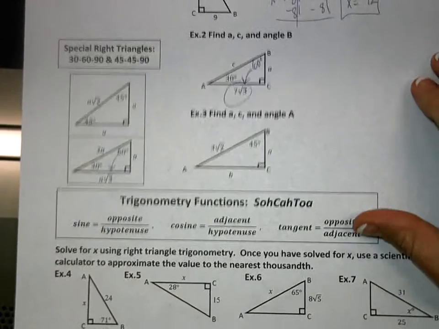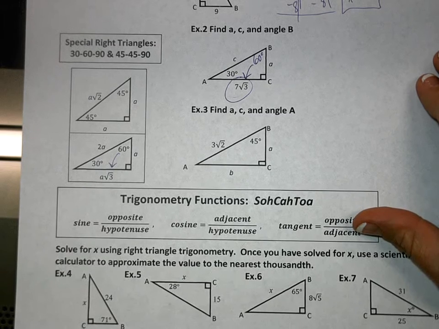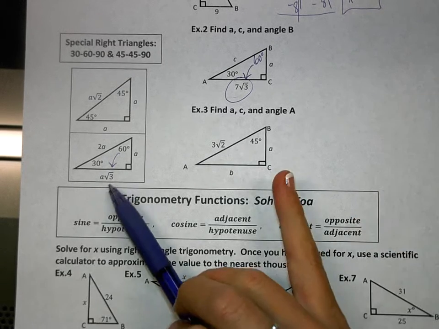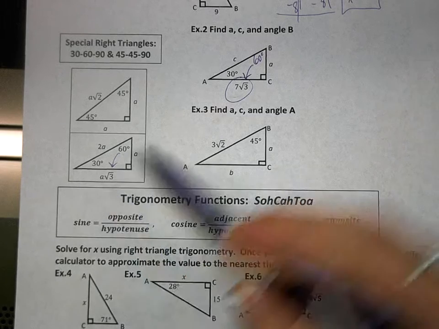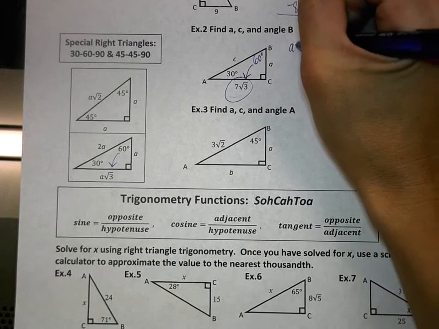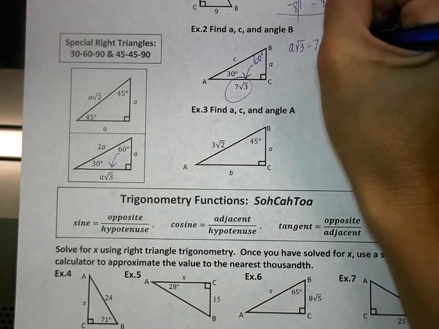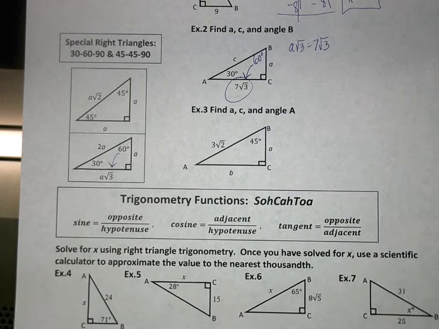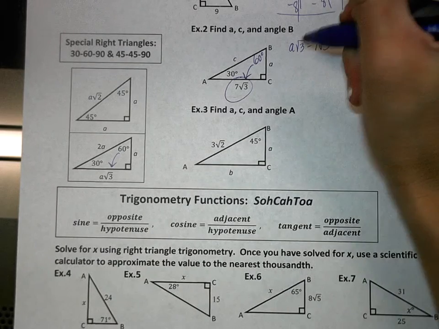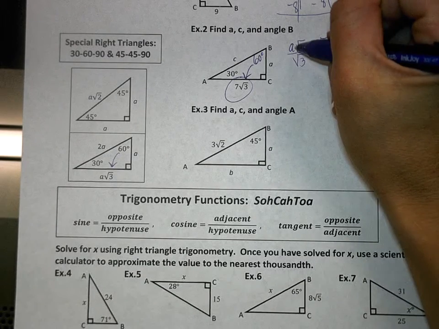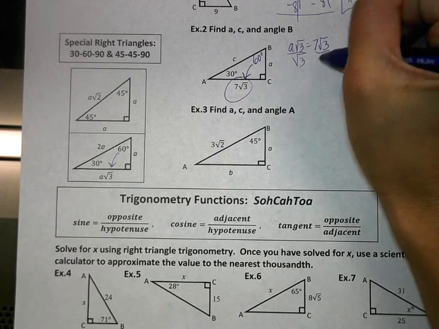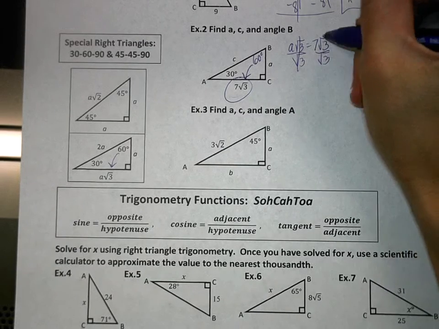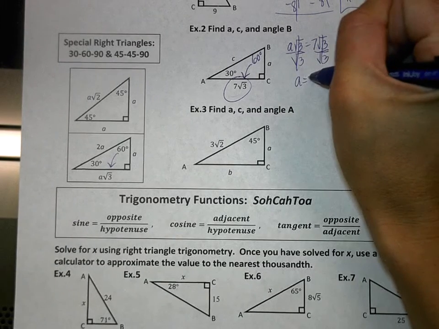Okay, so that means I'm going to write an equation in order to find A and C. Across from my 60, it's A root 3. So I'm going to write A root 3 equals 7 root 3. And in order to get A by itself, what would I do? I would divide by root 3, because the A and the root 3 are multiplying, so I divide by root 3 on both sides. So these cancel, and I get A equals 7.